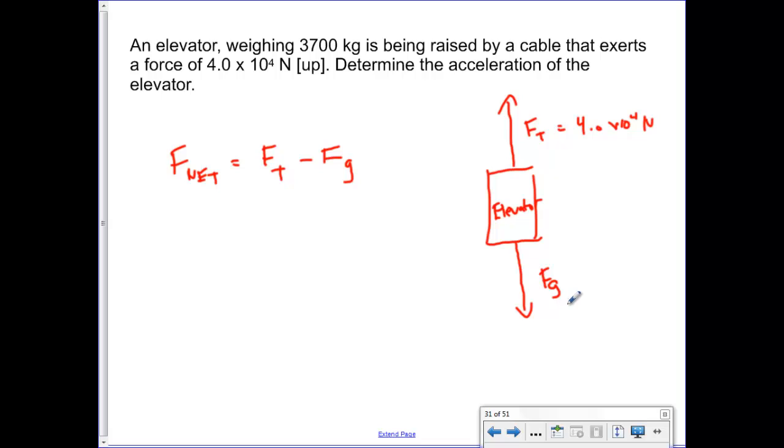It's mass times gravity. It's 9.81 times your mass. If you don't remember this formula from grade 10, the force of gravity is mass times gravity. So we know the mass of the elevator. It's 3700. And gravity is 9.81 meters per second squared.